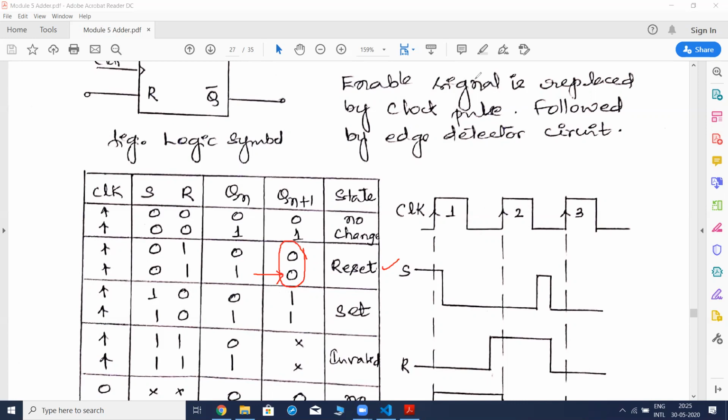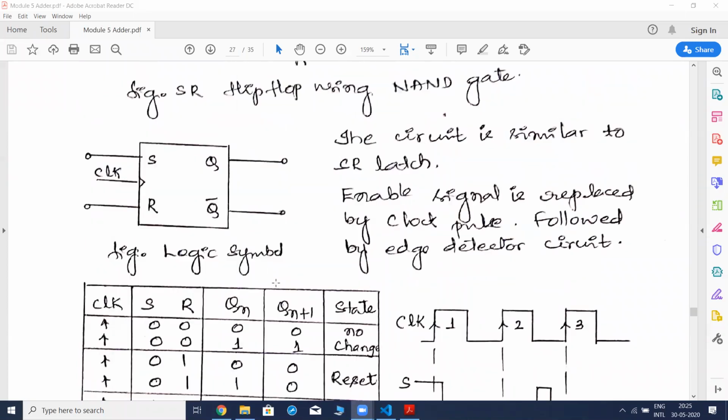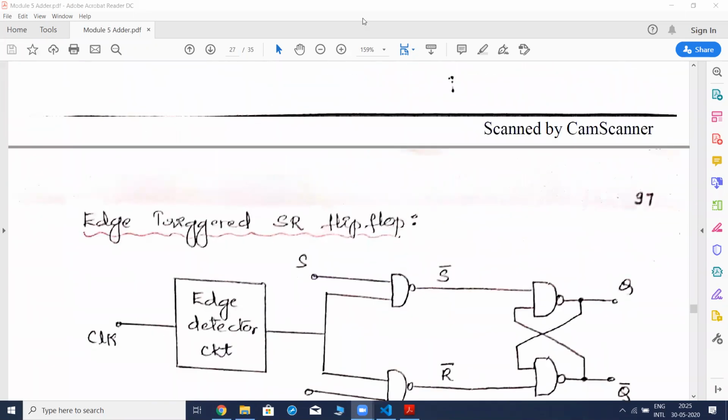Okay, so now let us move on to see the next one. The next one is S equal to 1 and R equal to 0. So if we take S equal to 1 and R equal to 0, what happens to our S bar R bar? Our S bar is 0 and R bar is 1.